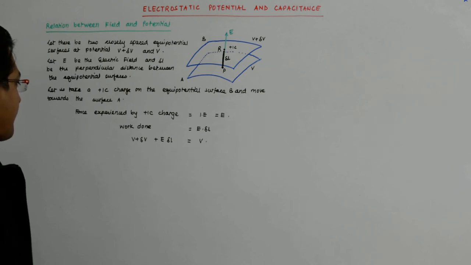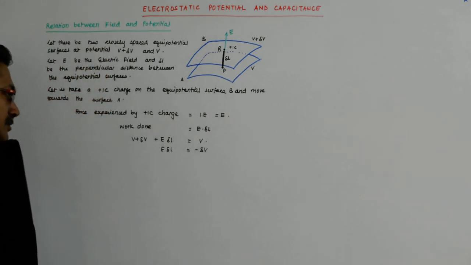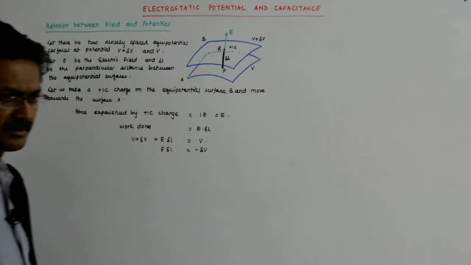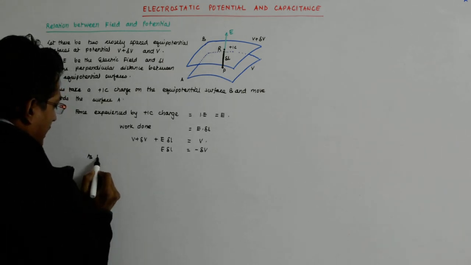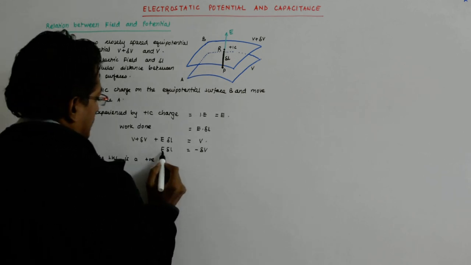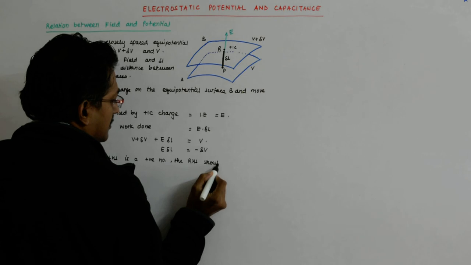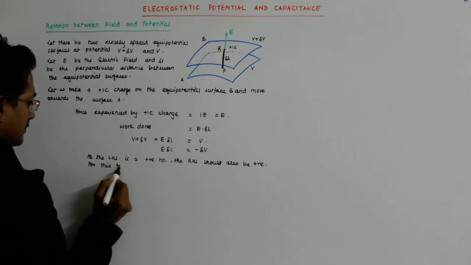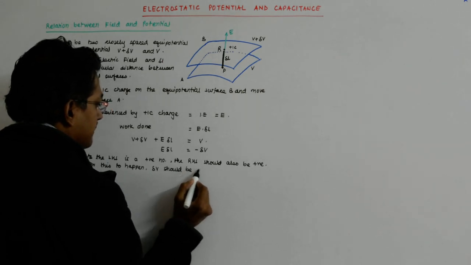Now what happens? E delta L is equal to minus delta V. This is positive. Left hand side is positive. So delta V will have to be negative in sign, right? Fine. As the LHS is a positive number, the RHS should also be positive. For this to happen, delta V should be negative.